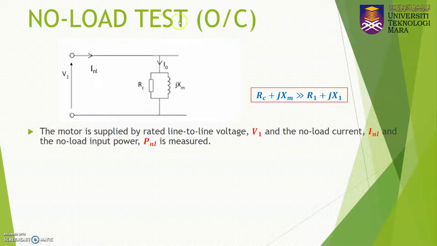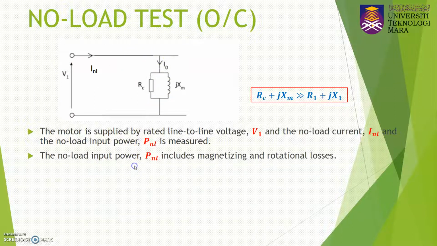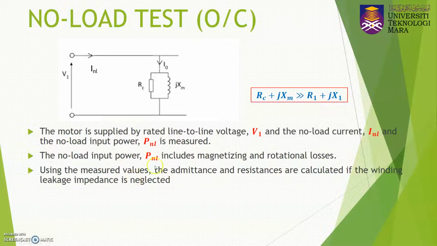Under this no load test condition, the motor is supplied by the rated line-to-line voltage V1, and the no load current and the no load input power are measured. The no load input power includes the magnetizing and also the rotational losses. Using the measured values of PNL, INL and V1, we can calculate the values of RC and XM, provided we neglect the values of R1 and jX1.